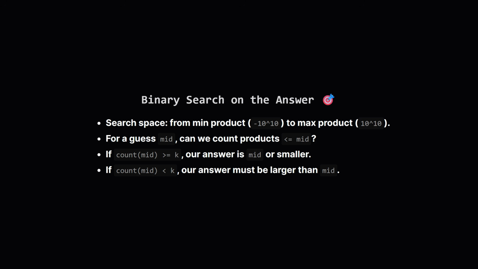Here's the big idea. We'll define a huge range where our answer could possibly live, say from a very large negative number to a very large positive one. Then, we pick a value right in the middle of that range, let's call it mid, as our guess. We then ask a crucial question. How many of the products are less than or equal to our guess mid? If that count is big enough, say, greater than or equal to k, it means the real kth product is mid, or something even smaller. So we search the lower half. If the count is too small, the answer must be in the upper half. We keep doing this, shrinking our search range until we zero in on the exact answer.